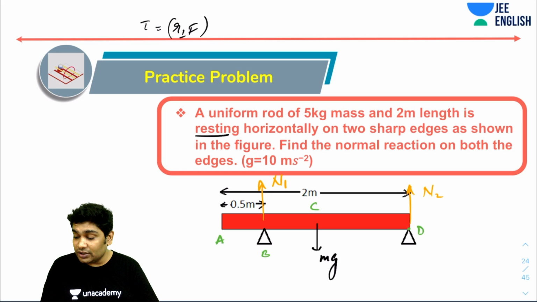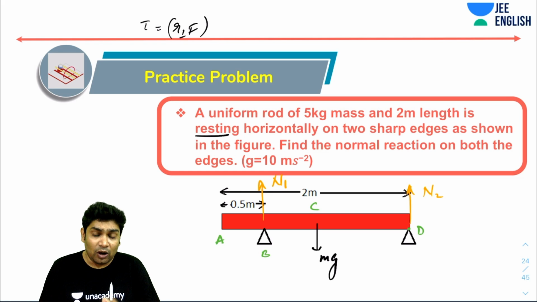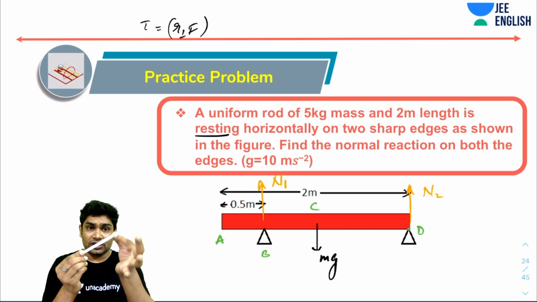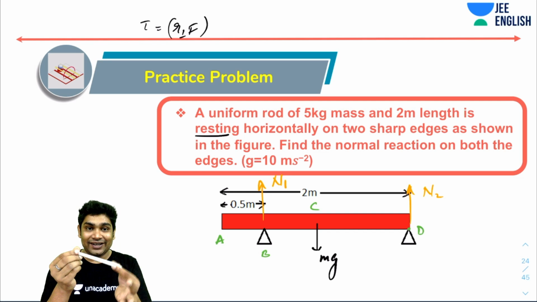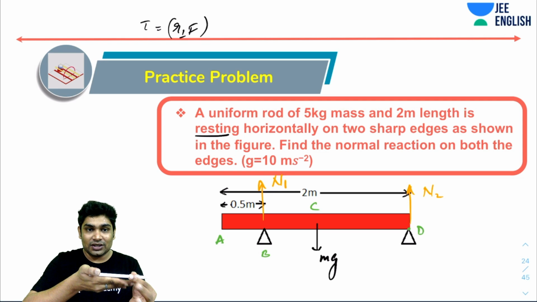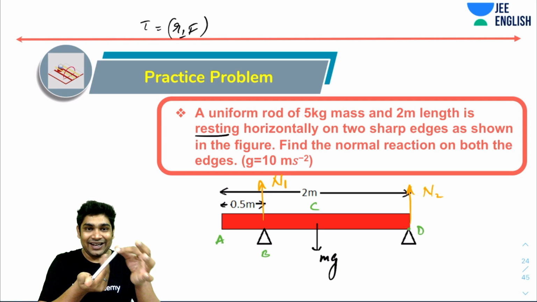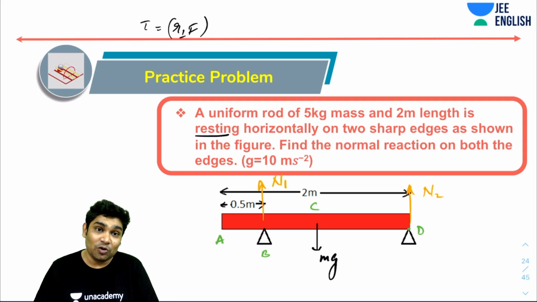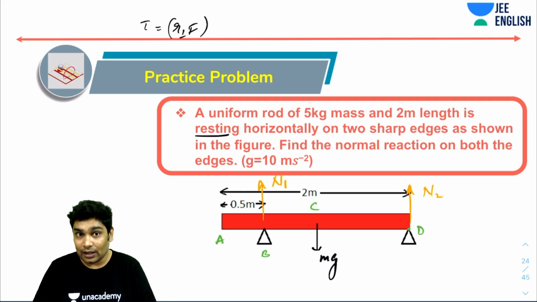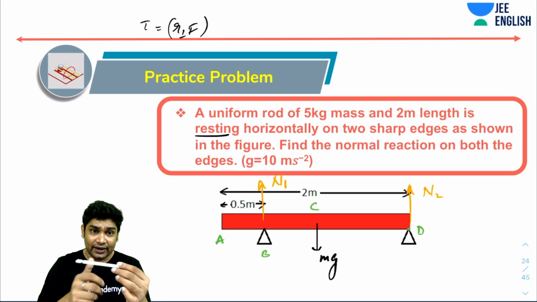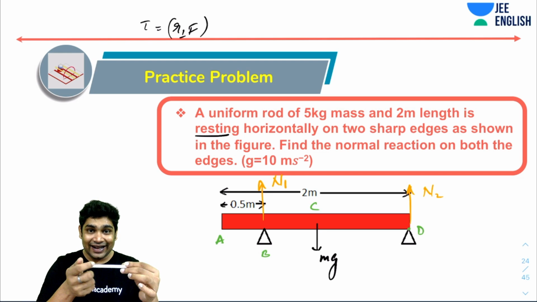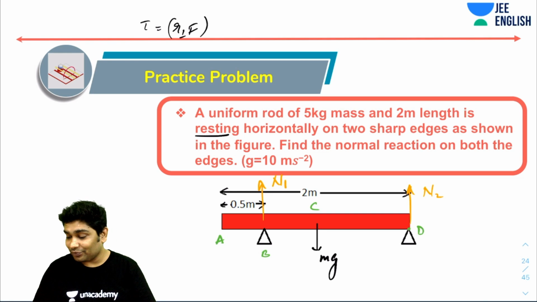What you need to do is think of point D. About point D, N1 is the force that is pushing the rod up, right? So how is it trying to rotate it? It's trying to rotate it like this. All you need to do is rotate your fingers in the direction of the rotation, and this thumb will point in the direction in which torque would be acting. So mg is trying to rotate it downward, so mg's torque would be coming out and N1's torque would be going in.